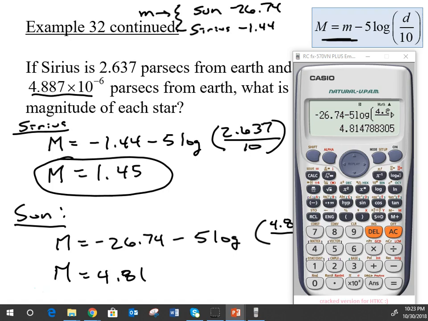And again, you're like, why is the sun a bigger number? Remember, with the magnitudes, the smaller the number, the brighter it is. So the absolute magnitude of the sun has a bigger number, which means it's less bright, because Sirius has a smaller number. That means it's brighter. So this is basically, if we put them side by side instead of looking at them from Earth, how would they compare? So Sirius is brighter than the sun.